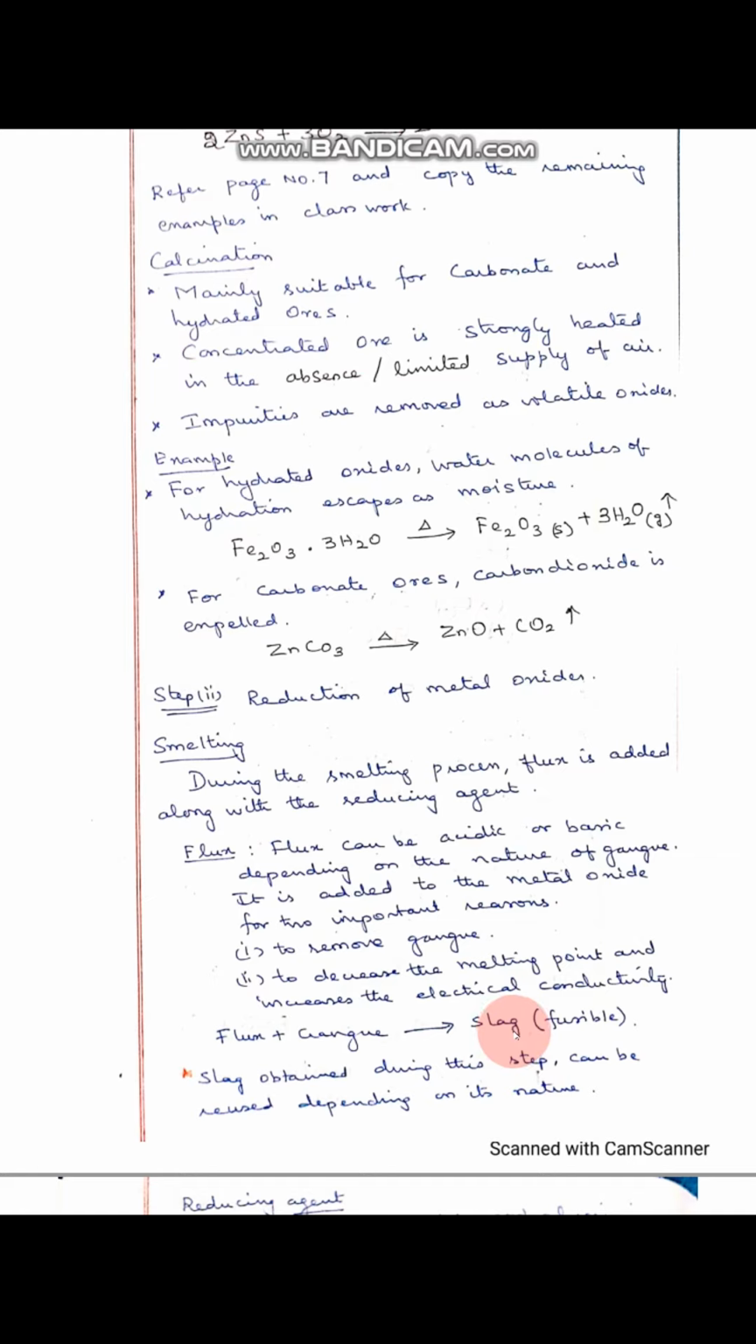So if silicate slag is obtained, it can be used for making glass, and so on. Even sometimes if you are getting some slag which you think is useless, that can also be used for laying roads.